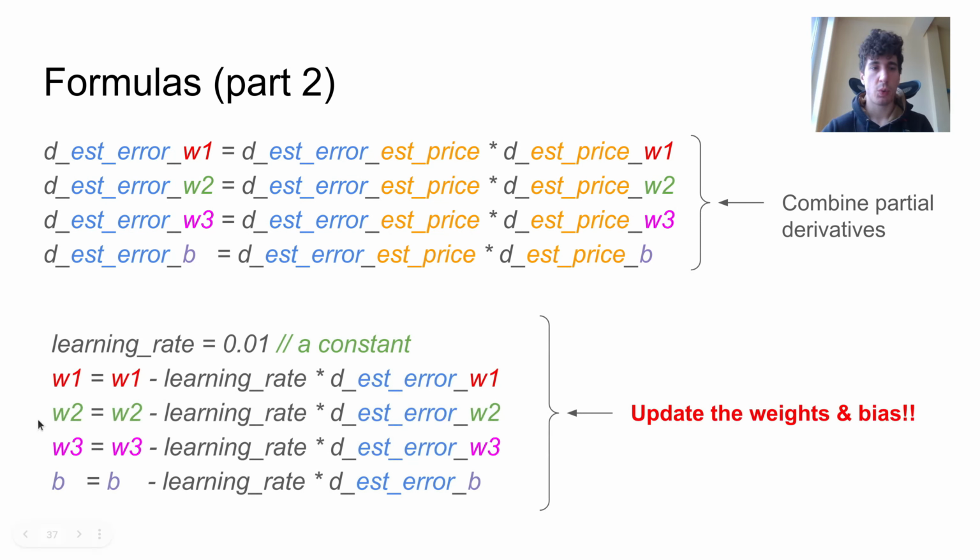And finally, the way we update our weights. First we declare a constant, the learning rate, which we will set to 0.01, and we will take W1 and subtract from it the learning rate times this derivative. So for each parameter, for each weight and bias, we decrease it by the learning rate times its derivative. And this way, the error will be smaller.